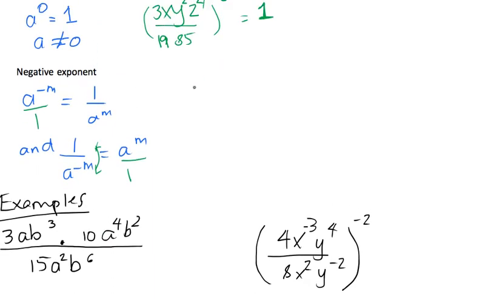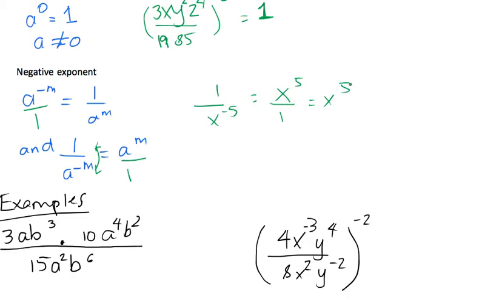So an example of that would be 1 over x to the minus 5. Negative exponents are ugly and not nice in an answer, so we're just going to switch it. We're going to find the reciprocal of the fraction. So x to the power of 5 over 1, or just x to the power of 5.